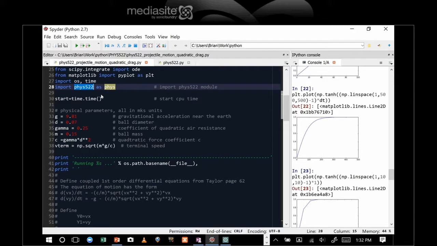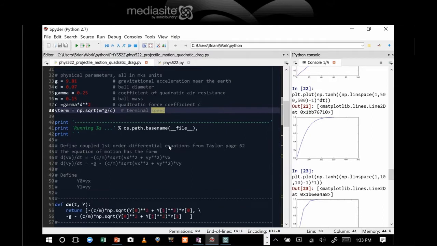Remember, this is the special little library that I wrote for this class. This solves for projectile motion for quadratic air resistance for a baseball. I'm going to take a baseball and shoot it with a certain speed and at a certain angle with respect to horizontal. So g is the acceleration due to gravity, D is the diameter of the baseball, gamma is the coefficient of quadratic air resistance for air, m is the mass, c is again the constant, gamma times D squared, and then this is the terminal velocity. The reason I write that there is to compare with my numerical solution.